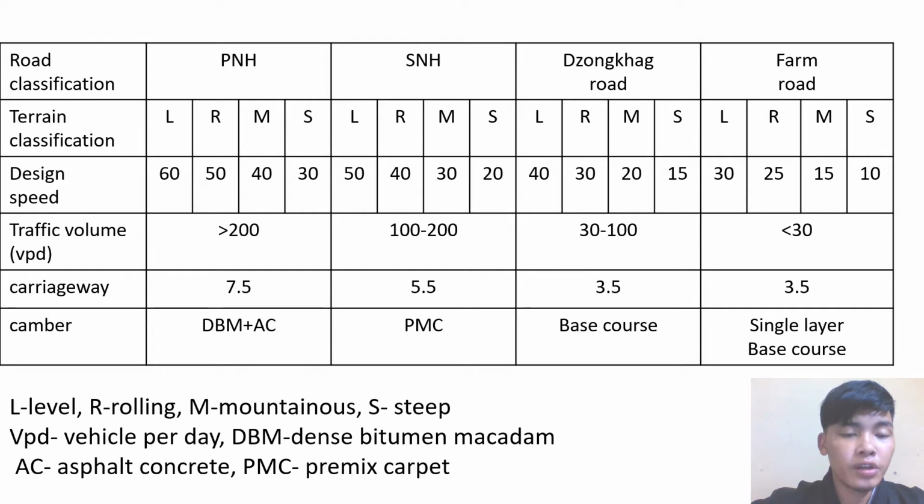And in the above table, there are some abbreviations given. L refers to level terrain, R for rolling terrain, M for mountainous terrain, and S for steep terrain. VPD refers to vehicles per day, BDM for dense bitumen macadam, PC for asphalt concrete, and PMC for premixed carpet.